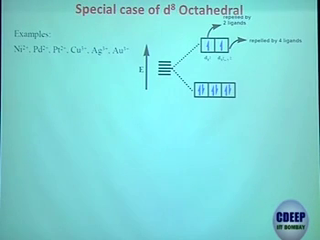Now this is the special case of d8 octahedral. So what is the special case? We alluded before that the dz2 orbital is the one getting repelled by two electrons. This is a d8 electronic configuration, t2g6 eg2, and this orbital is the one repelled by four ligands.